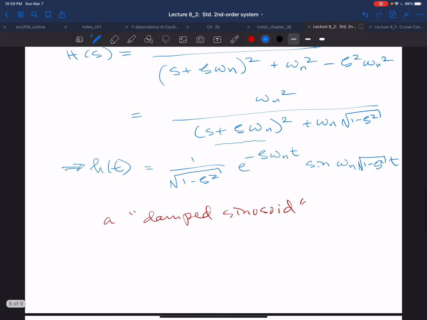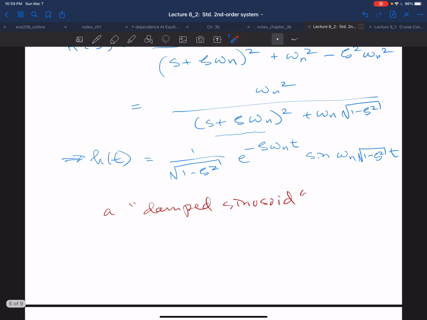So looking first at the impulse response, again, this minus zeta omega n is simply the real part of the poles. So the real part of the poles shows up in this real exponential that determines the rate at which the oscillations are damped. That's the real part of the poles right there. And this omega n times the square root of 1 minus zeta squared, the angular frequency of the sinusoidal oscillations, is exactly the imaginary part of the poles. So the real part determines the rate at which the oscillations decay. The imaginary part determines the angular frequency of those oscillations.